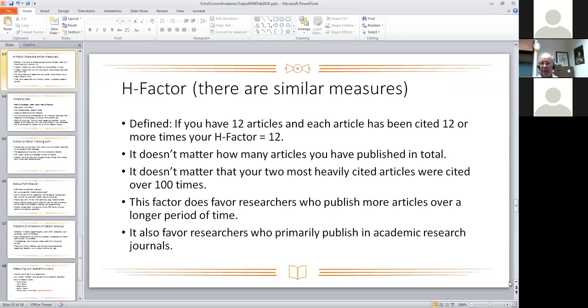Now, another way to look at things is something called the H factor, and a couple of other companies like Elsevier have started their own versions of this. Simple definition for the H factor: if you rank your articles by how many times they've been cited, and you have 12 articles and each article has been cited 12 times or more, your H factor equals 12. It doesn't matter how many articles you have published in total. It doesn't matter that your two most heavily cited articles were cited over 100 times. It does favor researchers who publish more articles over a longer period of time. It also favors researchers who publish in academic research journals.